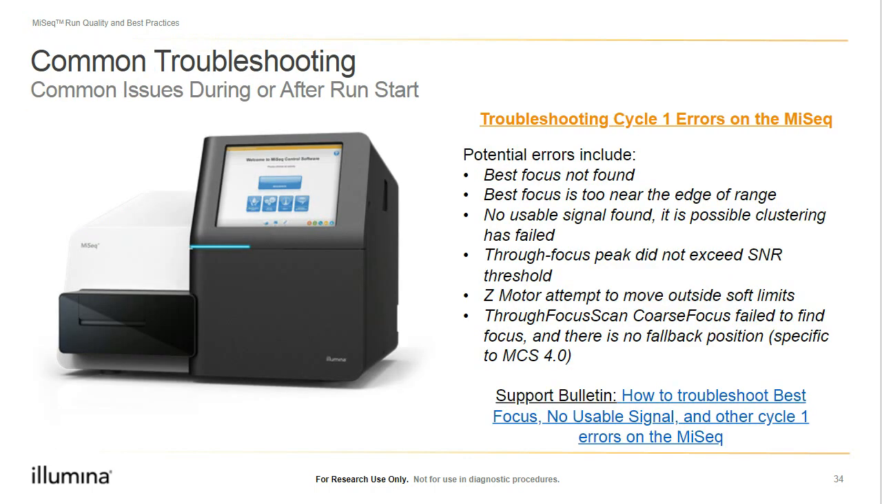Next, we wanted to move on to some of the most common cycle one errors on the MiSeq. Potential errors include best focus not found, best focus too near edge of range, no usable signal found, it's possible clustering has failed, through focus peak did not exceed SNR threshold, Z motor attempt to move outside of soft limits, and through focus scan, coarse focus failed to find focus, and there is no fallback position. Please note that this last error is specific to MCS 4.0, so it should only be on our Windows 10 instruments. The support bulletin linked here will outline detailed steps for how to begin addressing this issue. And I'd also recommend to reach out to tech support to at the very least document the case, and in the event you'd like additional troubleshooting assistance.